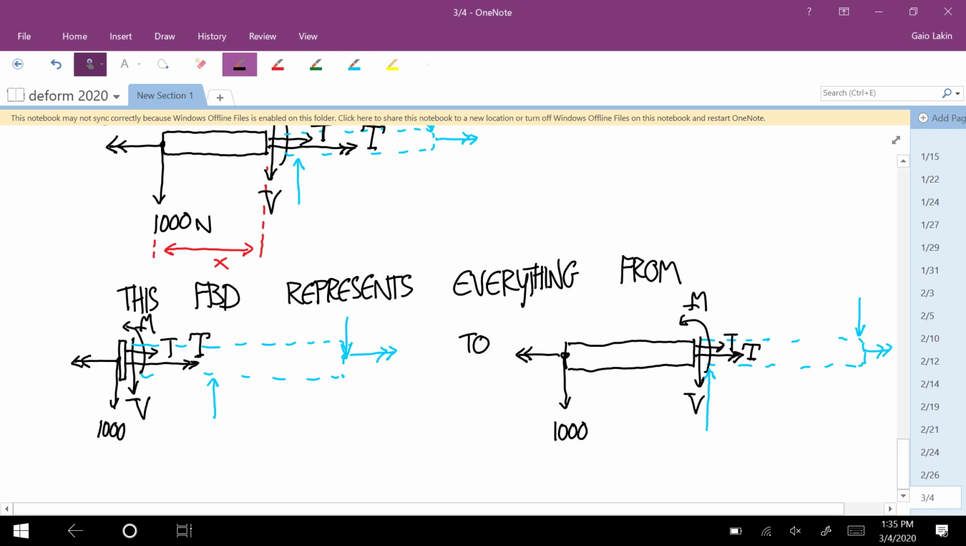So this one represents x equals 0.00001, you know what I mean? And this one represents x equals 0.49999. Okay.